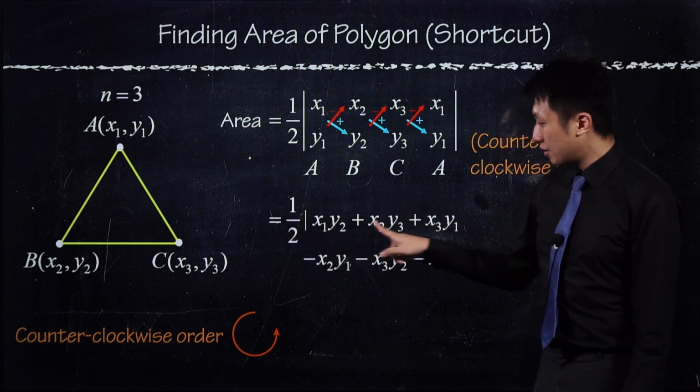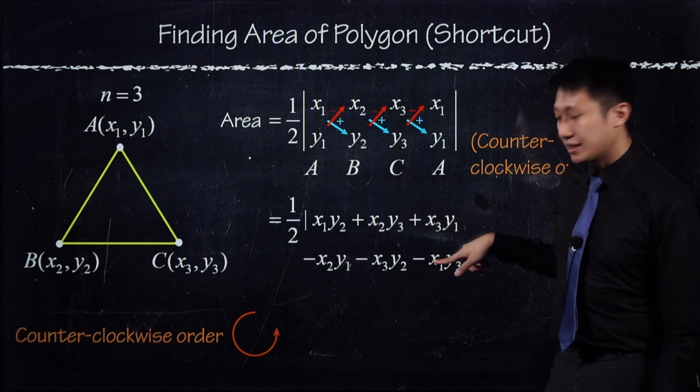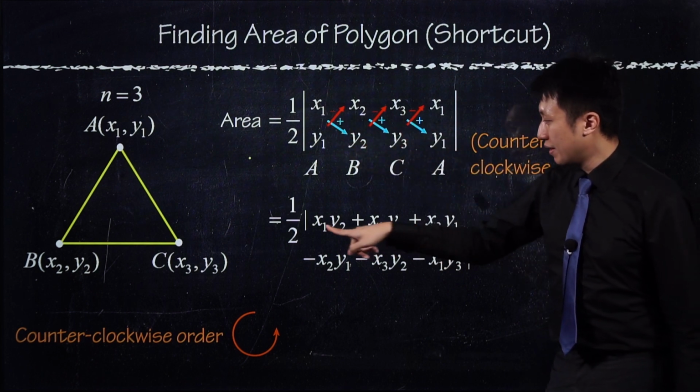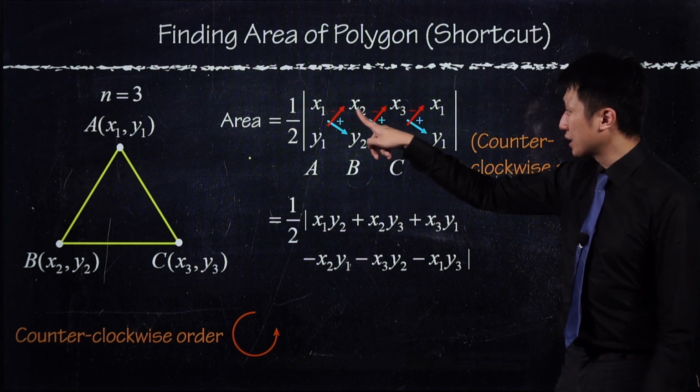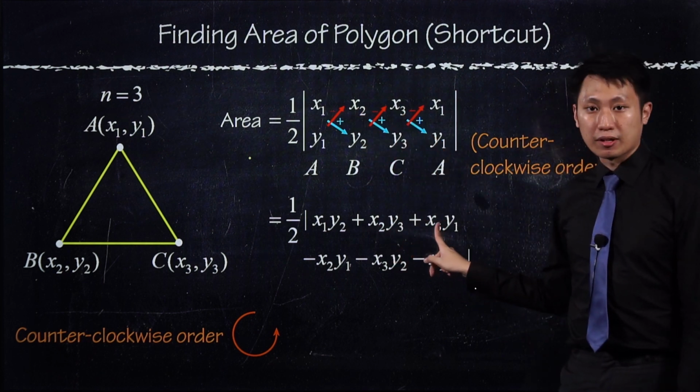You see, the top part I write as positive 1. The bottom one I write as the negative 1. So you see, positive 1, we have 1, 2, 3. Positive x1, y2. Positive x2, y3. Okay, and positive x3, y1. So we got this one.